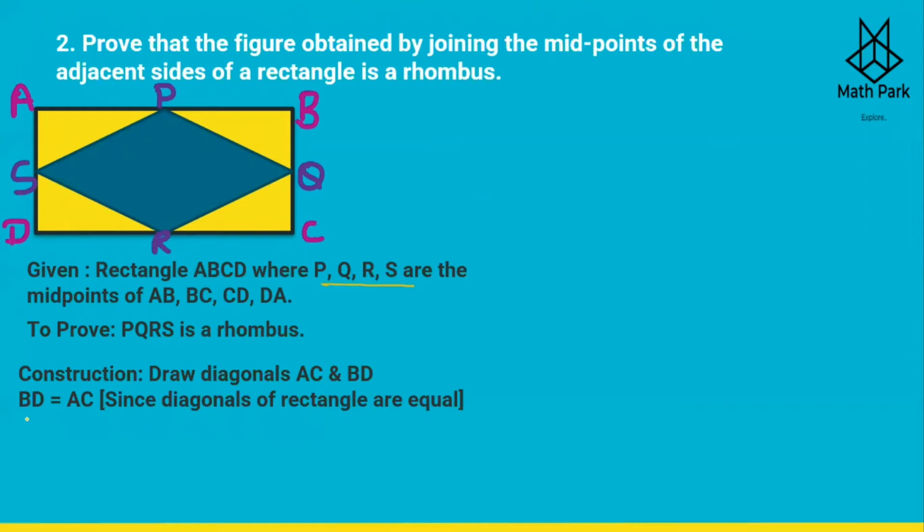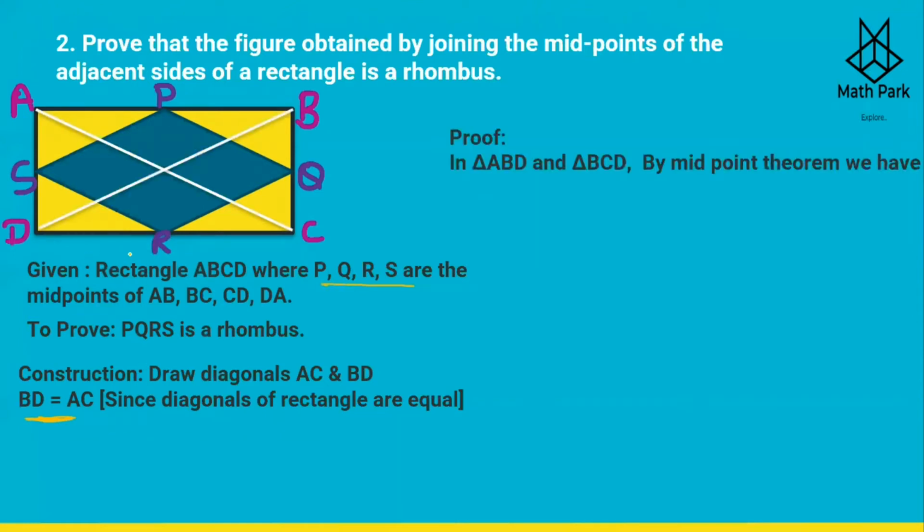Now the diagonals are equal. We know the property of a rectangle, that the diagonals of a rectangle are equal. AC is one diagonal and BD is another diagonal. Now, in triangle ABD, BD is the diagonal. By midpoint theorem, S is the midpoint of AD and P is the midpoint of AB. So the line segment joining the midpoints of two sides of a triangle is parallel to the third side and half of it. This is how you get PS is half of BD and PS is parallel to BD.